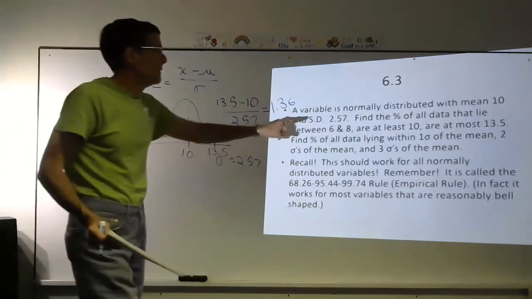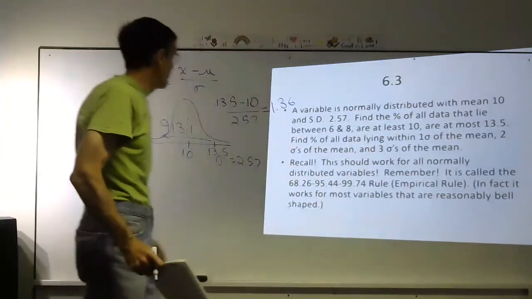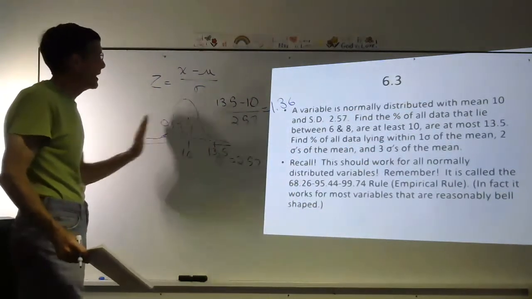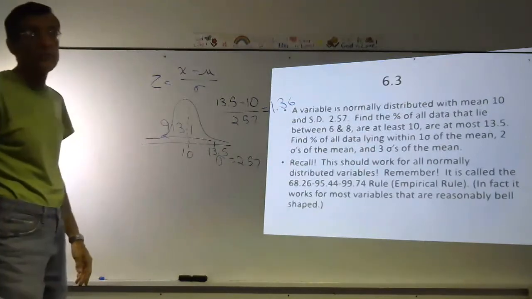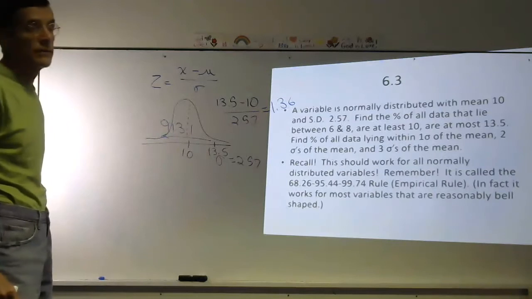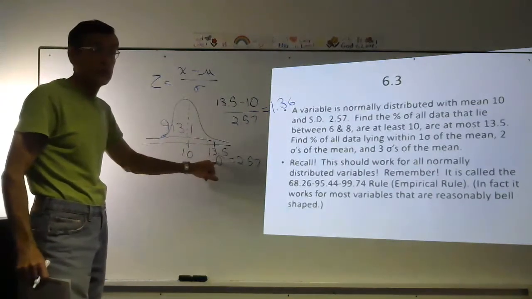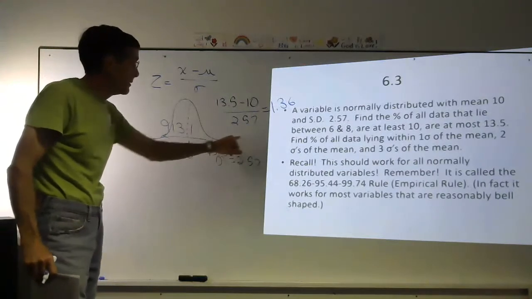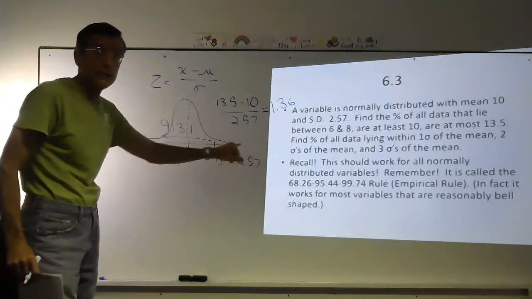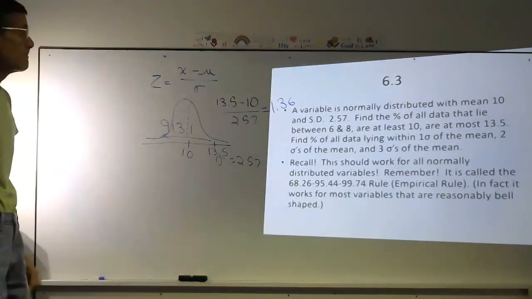I wanted the percentage of the data that is at most 13.5. So all of this, 91.31% of the data is at most 13.5. If I wanted what percentage of the data is at least 13.5, I'd want the area to the right, yeah? Then you'd have to subtract from 1, okay?